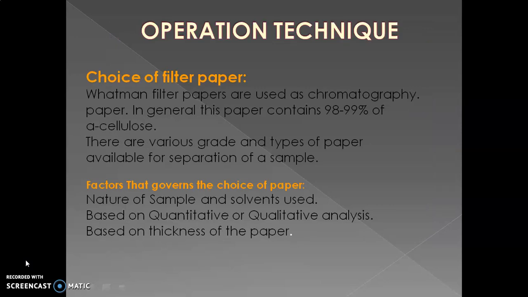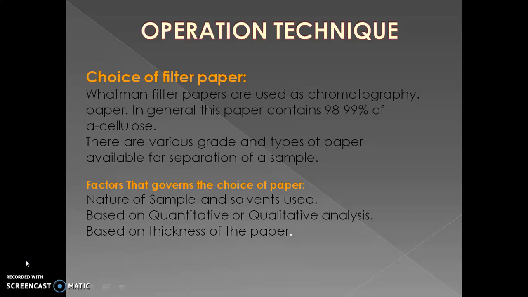Then the choice of filter paper. Here we are starting with the operation technique. In this, first is the choice of filter paper. Whatman filter papers are majorly used in paper chromatography. This contains 98 to 99% alpha cellulose. There are various grades and types of filter papers. Whatman filter paper is majorly used as the filter of choice.